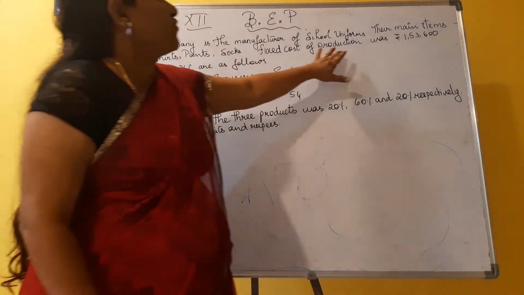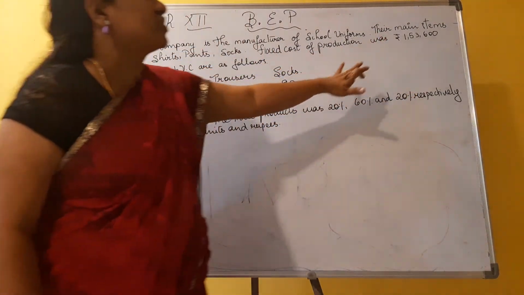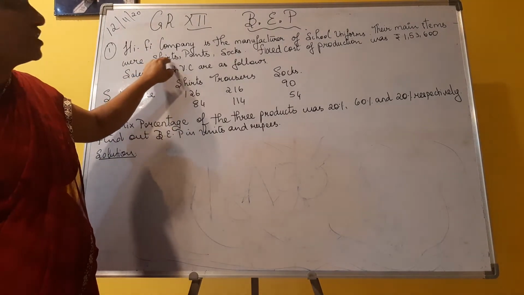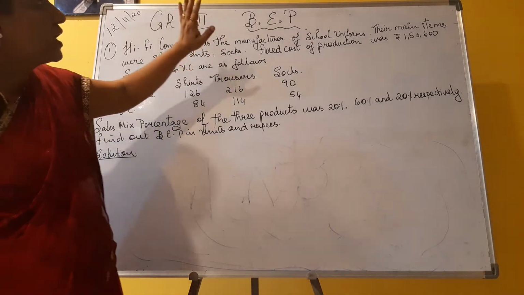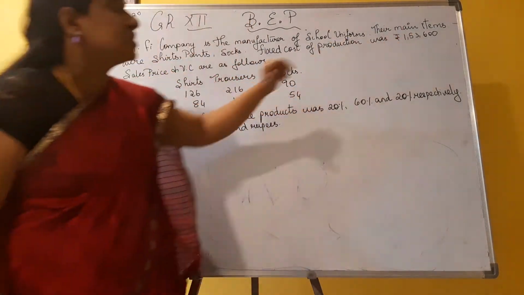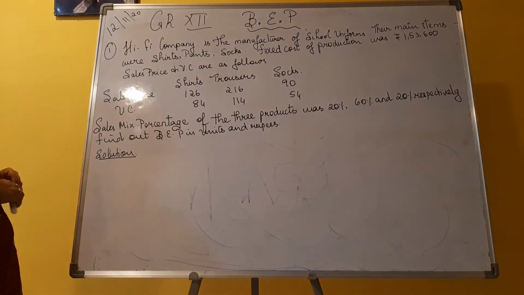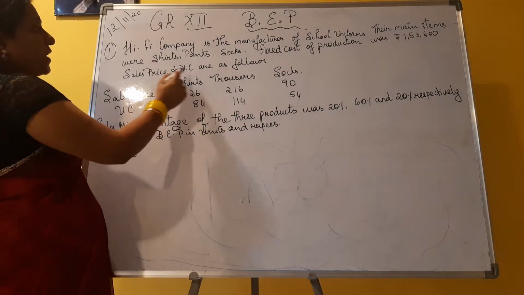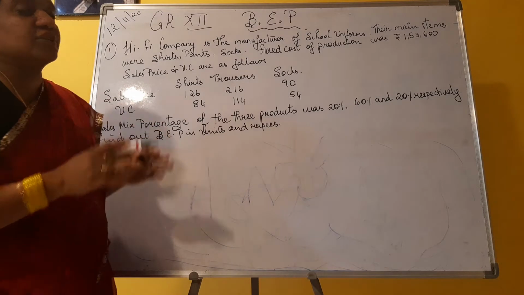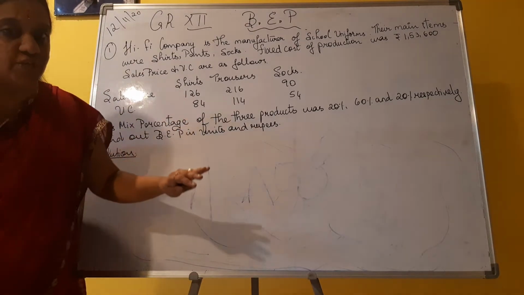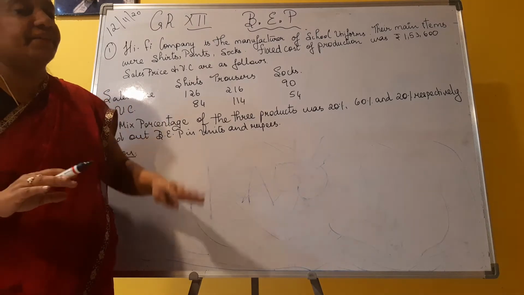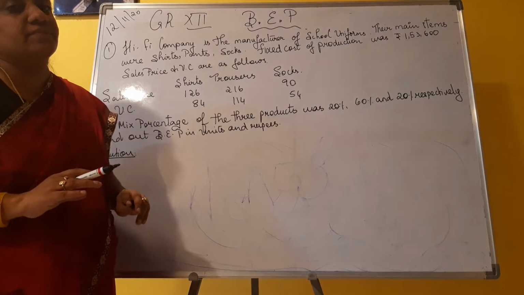The fixed cost of production is 1,53,600. This is irrespective of whether they are manufacturing shirts, pants or socks. Whatever it is, for all the three put together, the fixed cost is 1,53,600. The sales price and variable cost are as follows. See, remember what is fixed cost? Fixed cost is something that is not going to change. You manufacture socks, pant, anything, fixed cost is going to be the same.